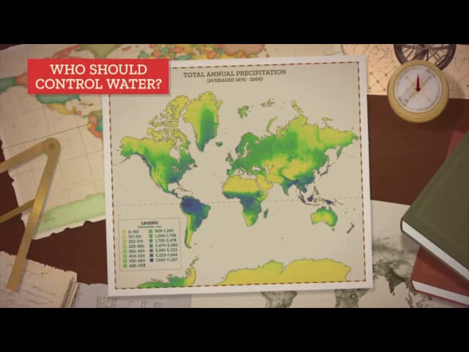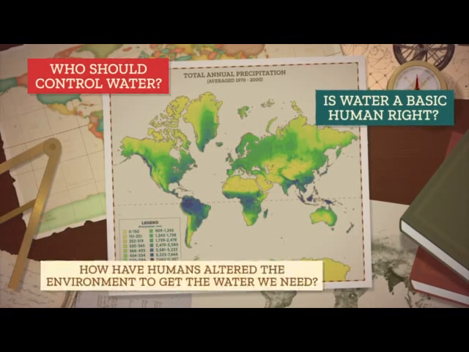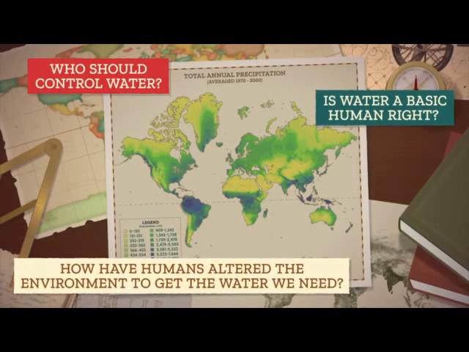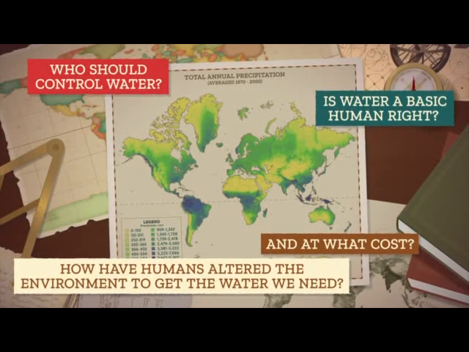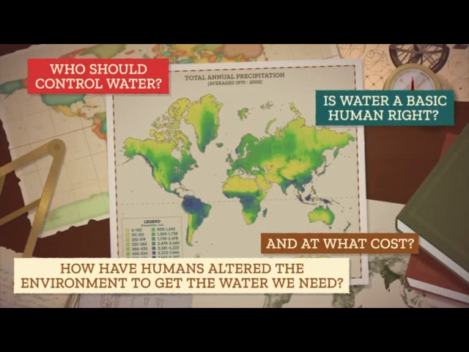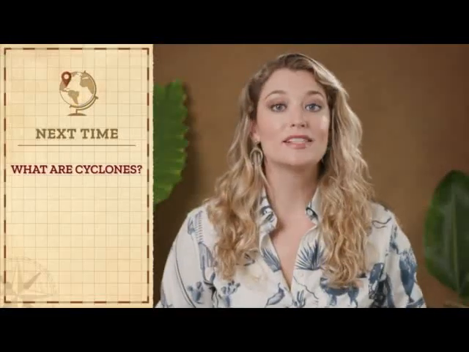Who should control water? Is water a basic human right? And how have humans altered the environment to get the water we need? And at what cost? As geographers, we'll keep looking for new answers in the stories and patterns of the Earth. Like next time, when we'll look at cyclonic systems that bring dramatic weather and spatial implications affecting human activities, like where we build our homes and choose to live.